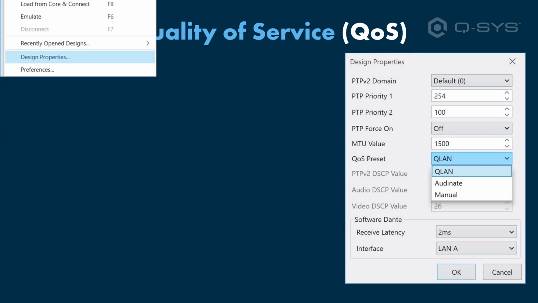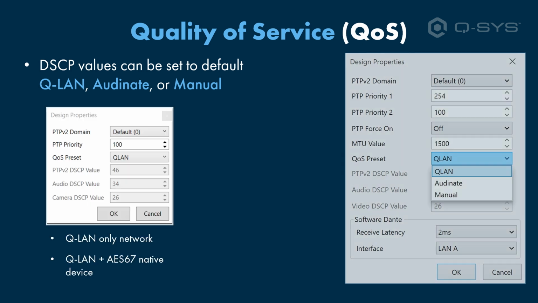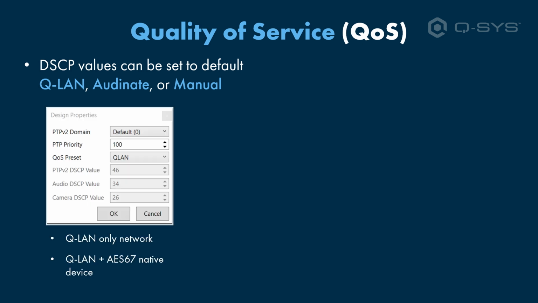Well, there is a place in the software where you can go to change that. If you go up to the properties and you select design properties, here we have QoS preset options. By default, this is set to QLAN, which are the numbers that we just mentioned. But you can change it between QLAN, Audinate, or Manual. And if you are in QLAN mode, then it will show you right there that your clocking packets are 46, audio is 34, camera is 26.